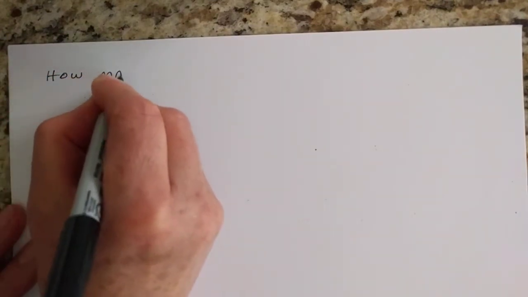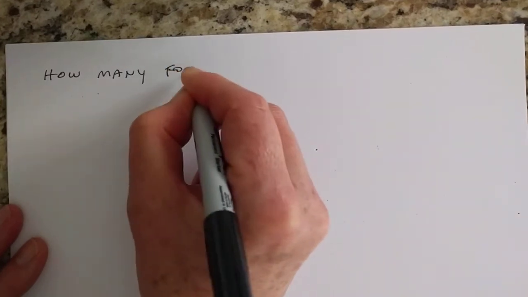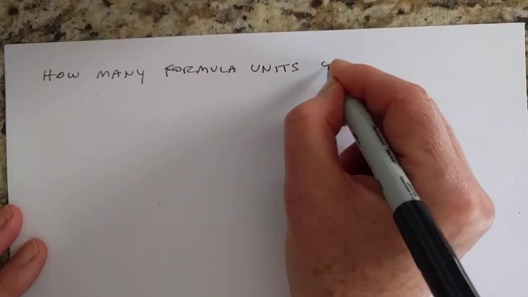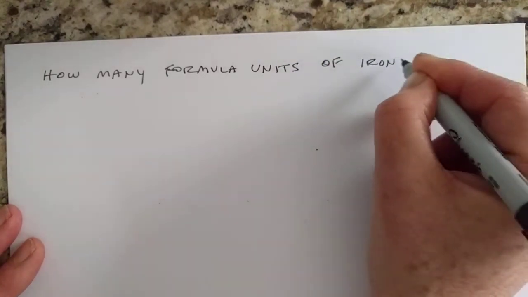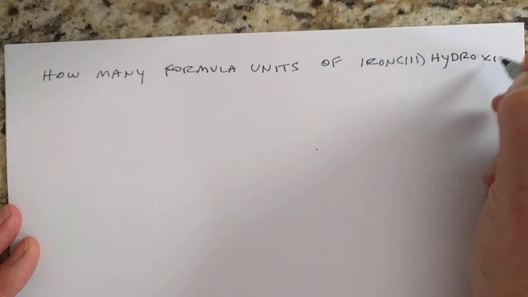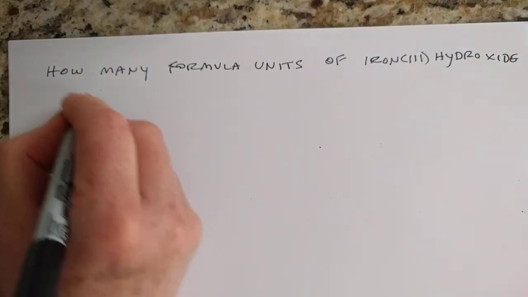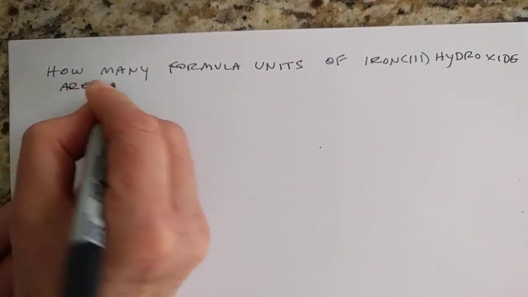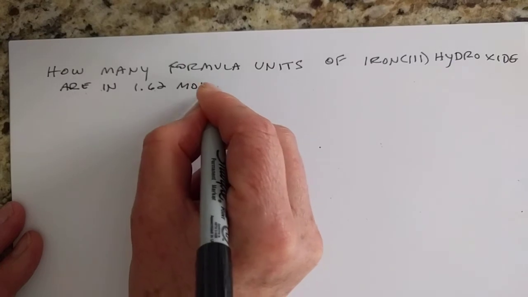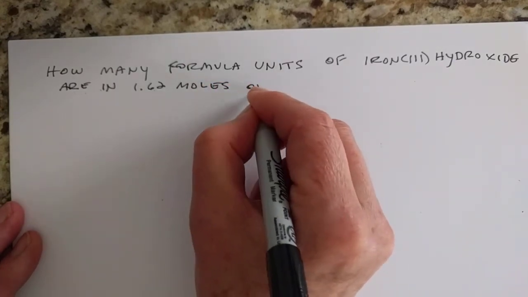Okay, we're going to do one more. Let's see, how many formula units of iron, Roman numeral 3, hydroxide are in 1.62 moles of the compound?